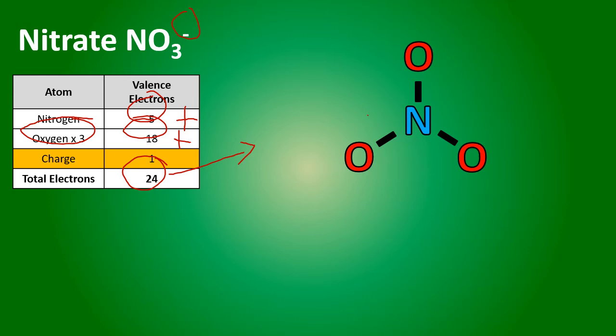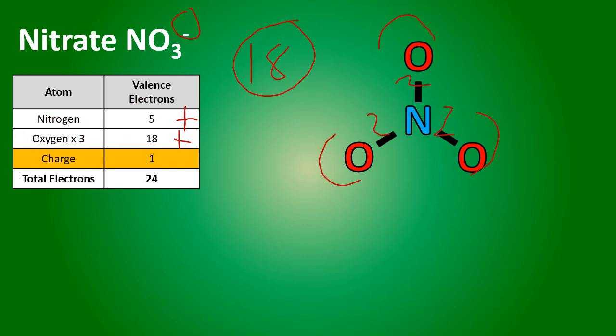But we've already put 2, 2, 2 in there. So we've already put 6 in. So we've got 18 electrons to put in total. So they should be shared. The first thing to do is attempt to put them around the terminal atoms. So the atoms that aren't the central atom, you put them around the things that are bonded to the central atom. So we'll put our lone pairs in.